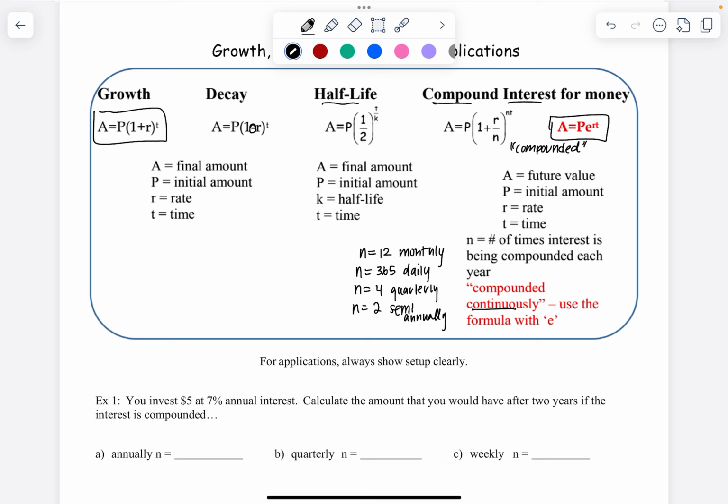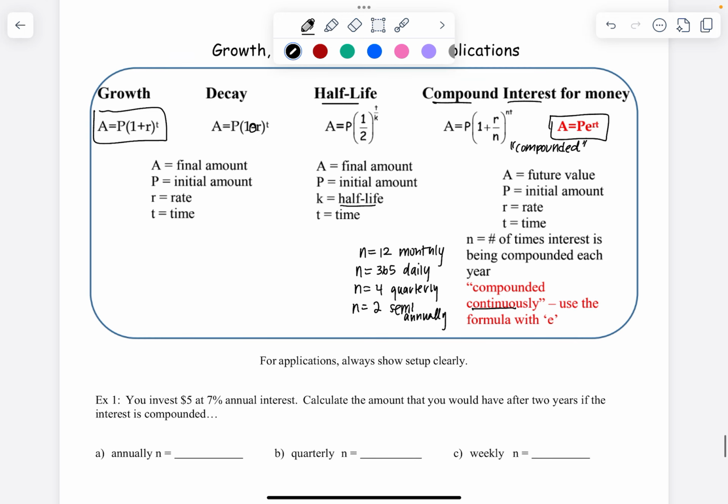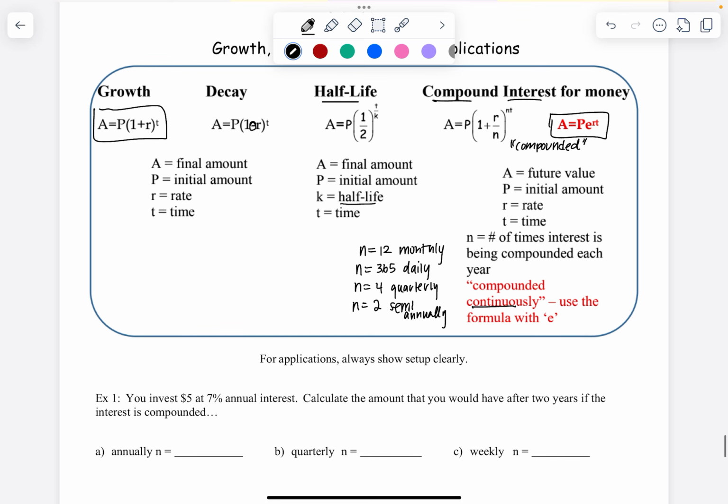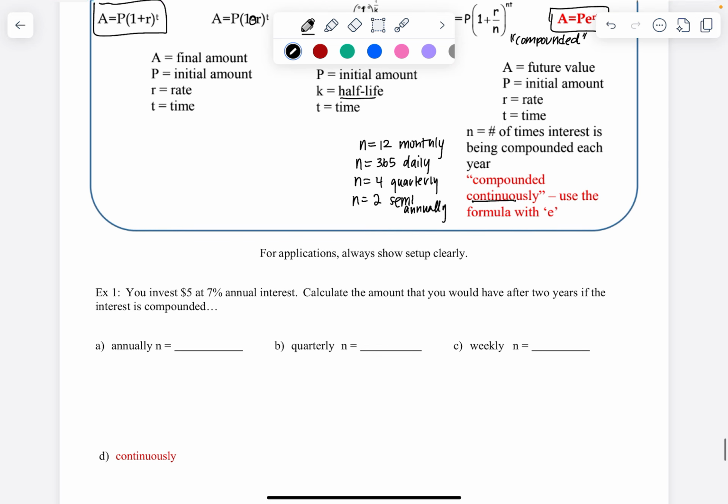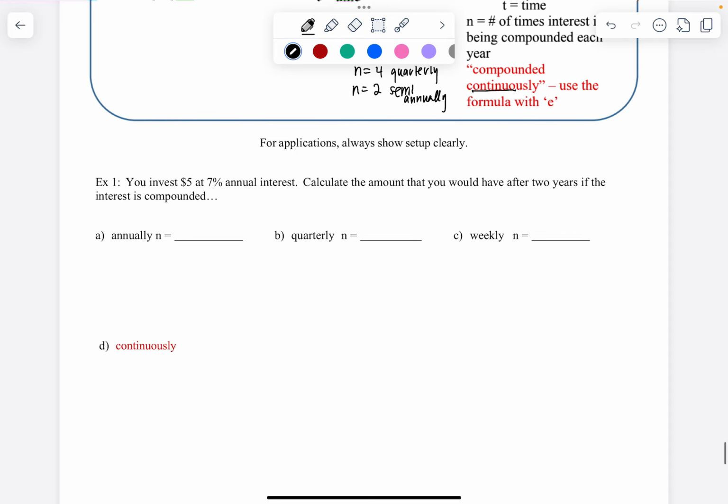And the only time you'll use this formula is if they give you the half-life. And so the word half-life will be in the problem. And so it's going to be very easy to tell which formula to use when, and so that shouldn't be a problem. And so starting with our first example, it says you invest $5 at 7% annual interest. Calculate the amount you will have after 2 years if the interest is compounded annually, quarterly, weekly.